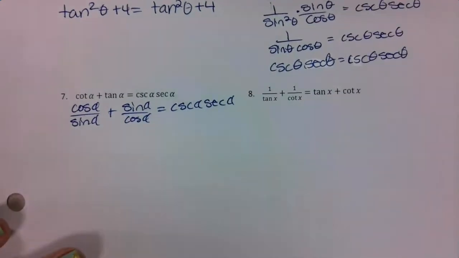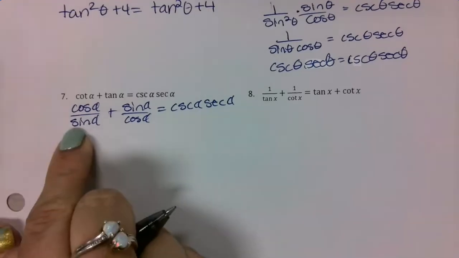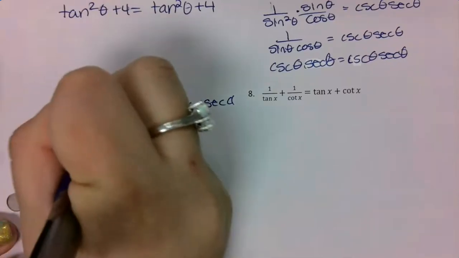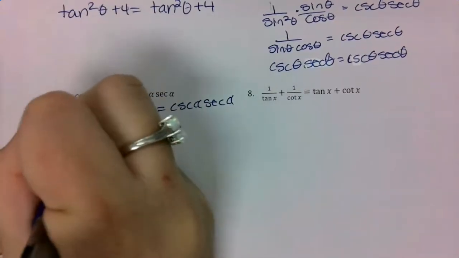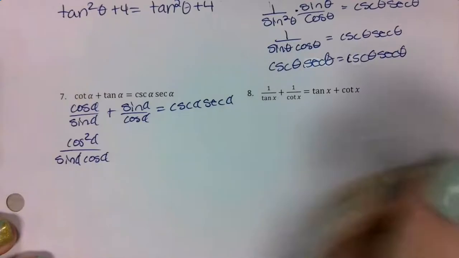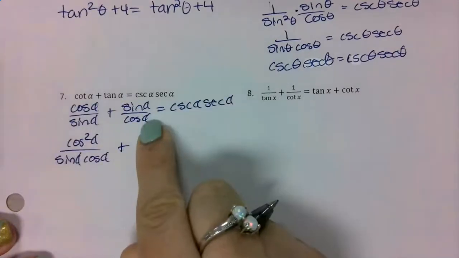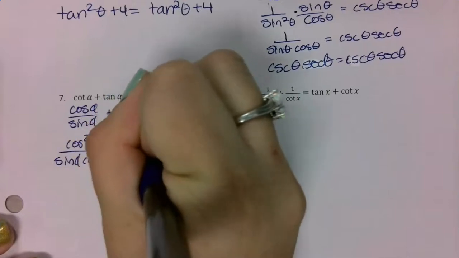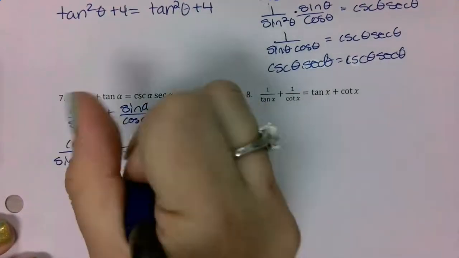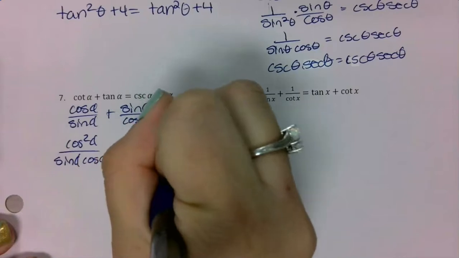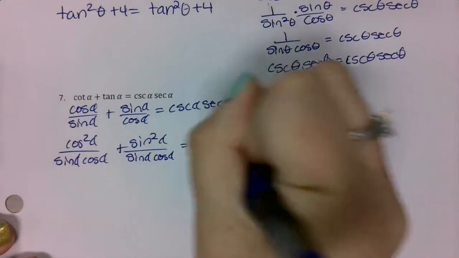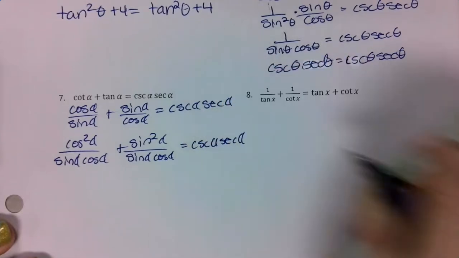Then I want to make it so my fractions have the same denominator. So this one is missing a cosine. I'm going to multiply my top and bottom by a cosine, which will turn that into cosine squared, and then the bottom into sine alpha cosine alpha. Over here, this one is missing a sine on my denominator. So I'm going to multiply the top and bottom by sine. That's going to give me sine squared alpha on the top, and then sine alpha cosine alpha on the bottom. Right side is staying the same.